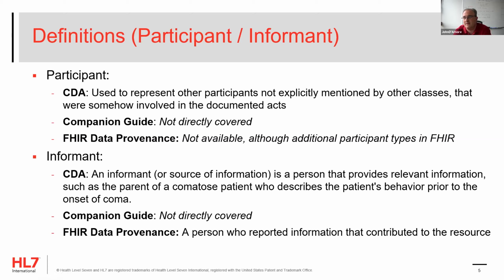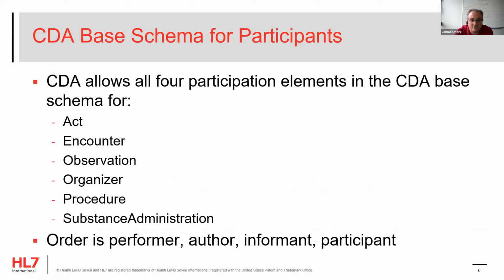I'm going to work to keep myself on time. CDA allows, and everyone on the phone probably already knows this, so I apologize for repeating it, all four participation types from the prior slide: performer, author, informant, and participant. They are in the base schema for essentially most of the ways you package information within an entry: an act, an encounter, an observation, an organizer, a procedure, or a substance administration being the most common. They're always there, all four, in the base standard.